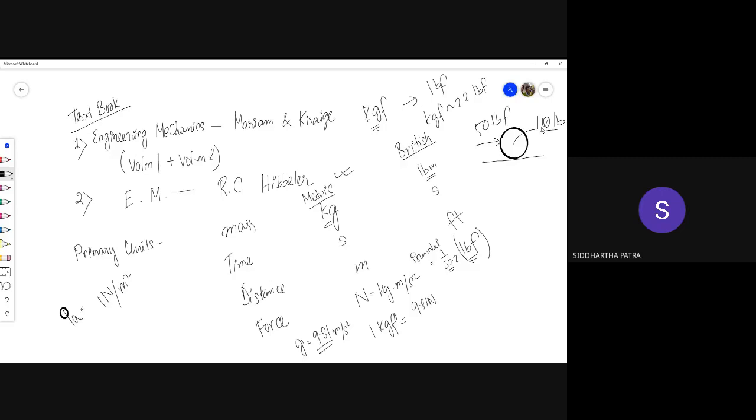Let's say I'm interested in finding out the acceleration. Then it might be necessary for you to remember the conversion unit from gravitational to standard unit.